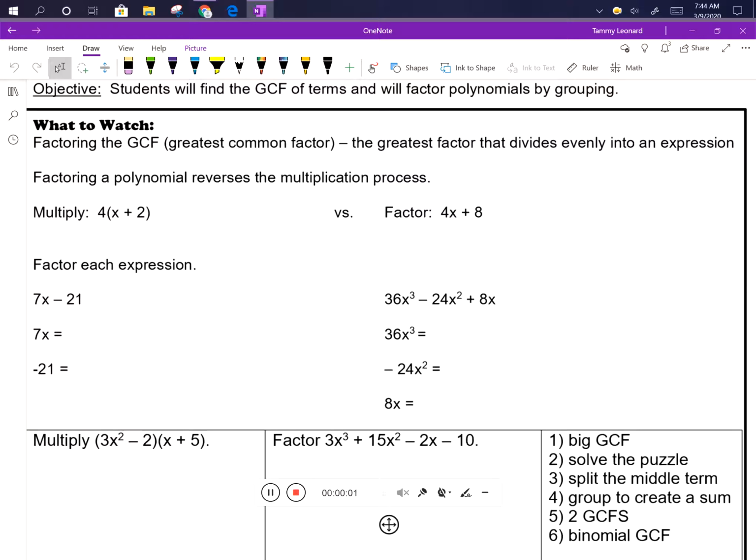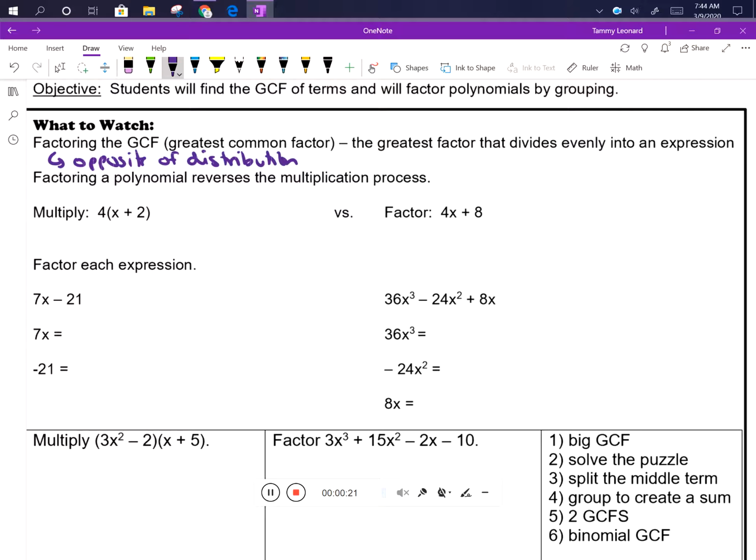Factoring out the greatest GCF means looking for the greatest factor that evenly divides into an expression and then undistributing that. So we often think of this as the opposite of distribution. Here's what I mean. Let's look at the example right below.